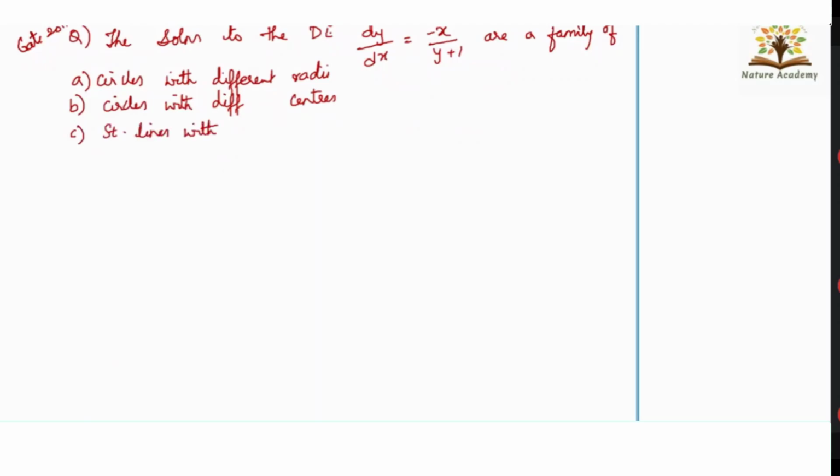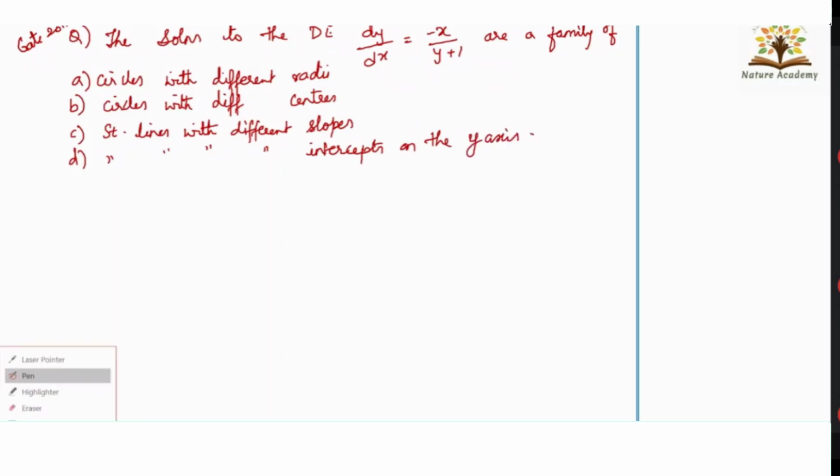Straight lines do not have centers, isn't it? So we don't talk about the centers of straight lines. They will ask about the slopes. So straight lines with different slopes, and then straight lines with different intercepts on the y-axis. So let us start with the variable separable and then find the answer.